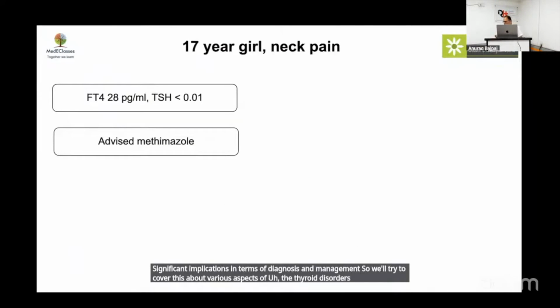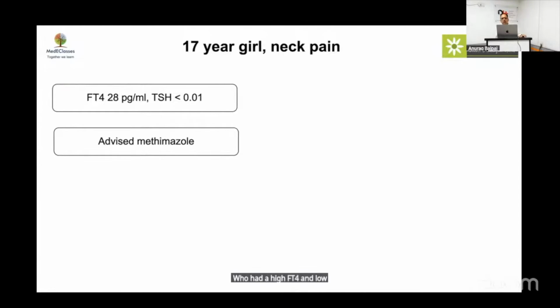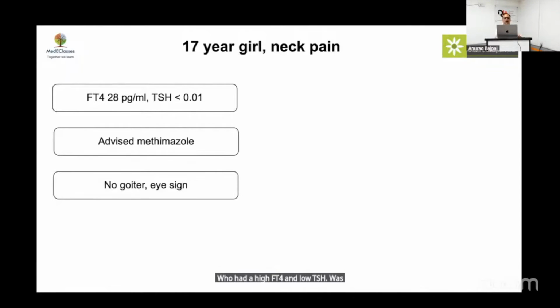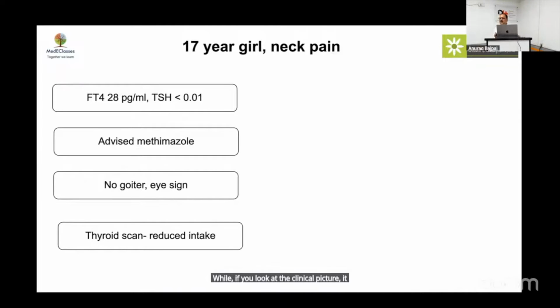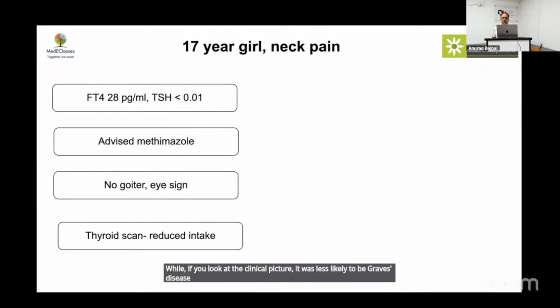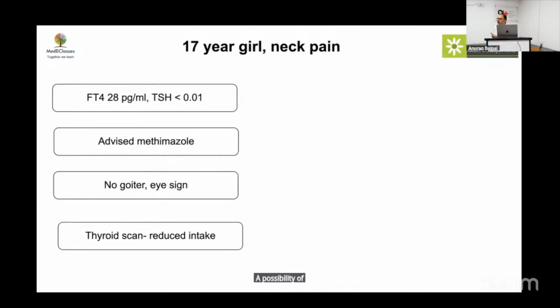So we'll start off with this case: a 17-year-old girl with neck pain who had a high FT4 and low TSH, was advised methimazole, and did not have any eye signs or goiter. Now, this is a common presentation, and unfortunately, this child was started on methimazole. If we look at the clinical picture, it was less likely to be Graves' disease, and in this scenario, a possibility of thyroiditis should have been considered.